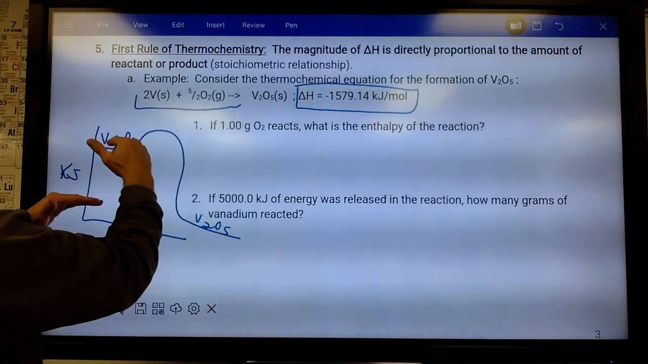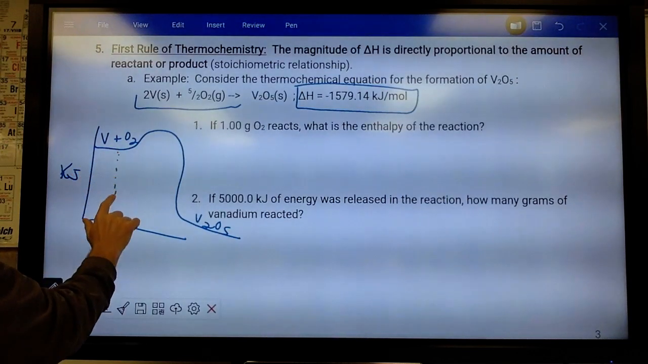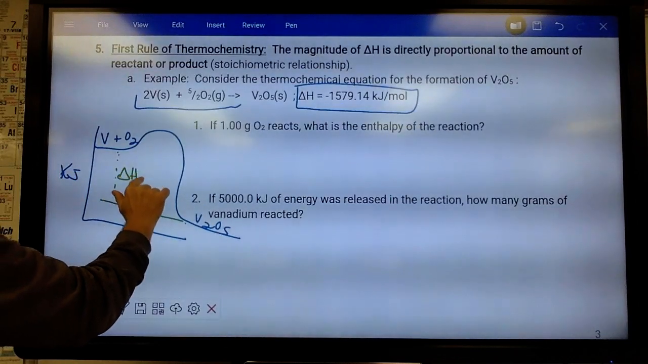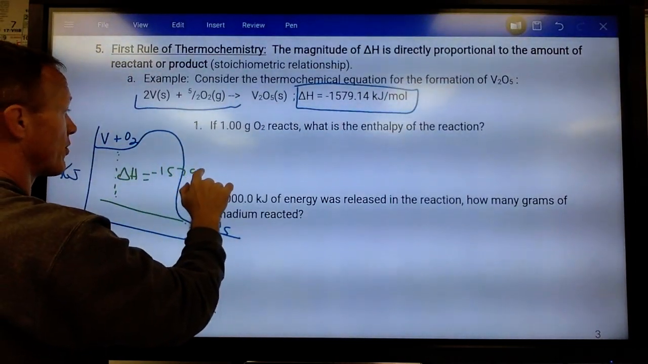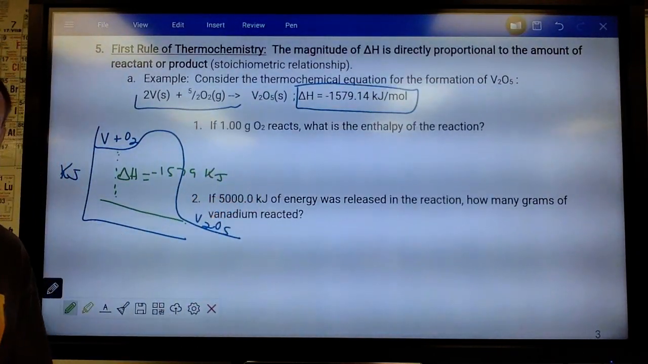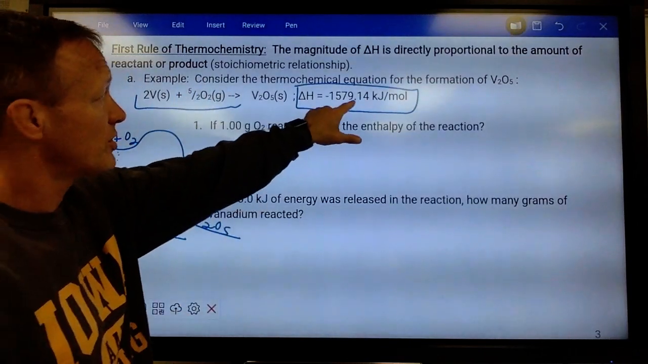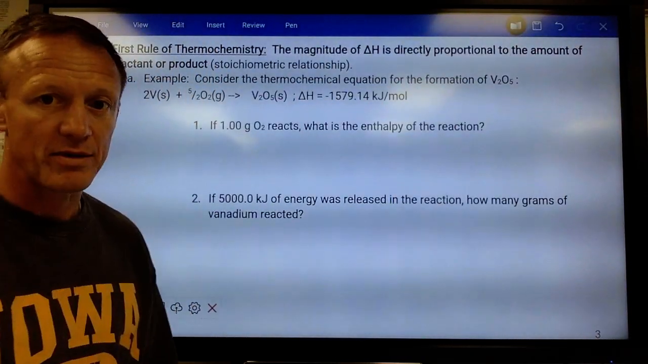And the difference from this line to this line, that difference would be our delta H, which in this case is a negative 1579 point whatever kilojoules. So there's a lot of heat being given off, a lot of kilojoules of energy being given off. Notice that is in kilojoules per mole. So if you look at this reaction, you probably see something different than normal.